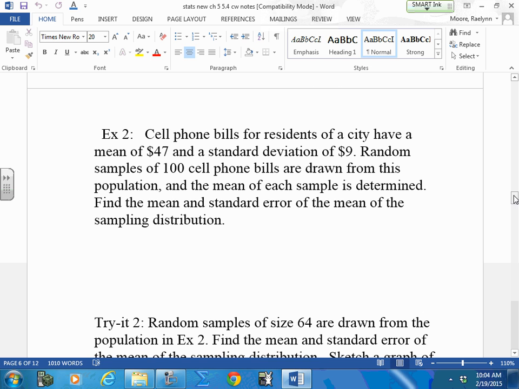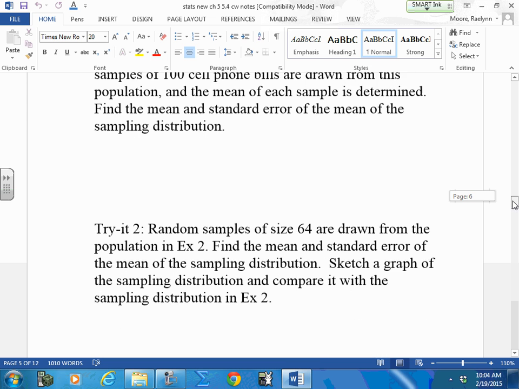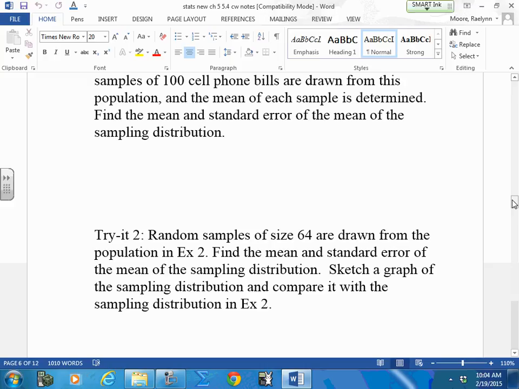Okay, I unfortunately erased this, but let's go back to this part. Up here, we found your standard error of the mean to be 0.9, right? Now, that was a sample size of 100. We're going to do the same thing, but with a sample size of 64. Which one is going to change, the mean or the standard deviation?